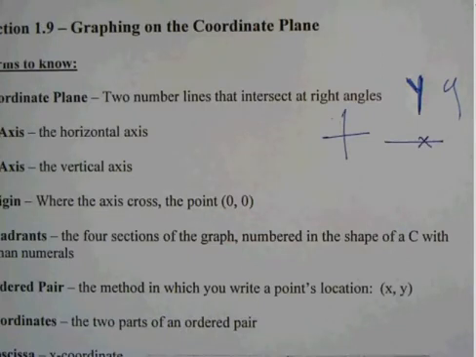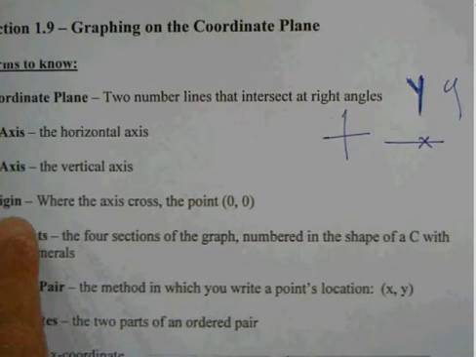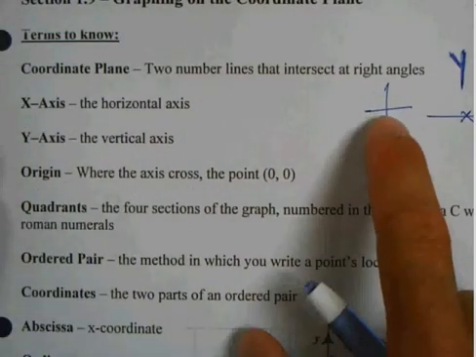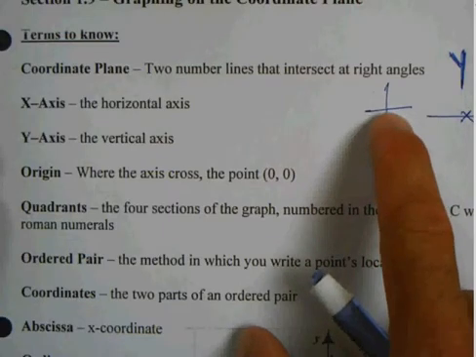So, moving down, more terms. The origin. Okay, it's where they cross. It's that point 0, 0. It's the starting point of every single graph.